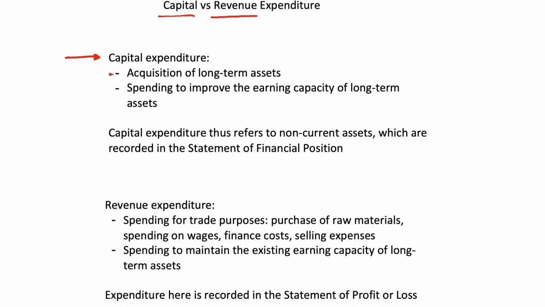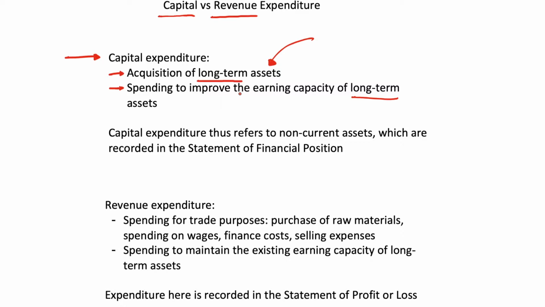So when we talk about capital expenditure, we're talking about expenditure on the acquisition of long-term assets, or we're talking about expenditure to improve the earning capacity of long-term assets. So the key terms here are obviously long-term, and so we can either buy new long-term assets. So let's think of some assets such as factory equipment if we're a manufacturing firm, so machinery, but not just acquiring new long-term assets. This could also be to improve the earning capacity of our existing ones.